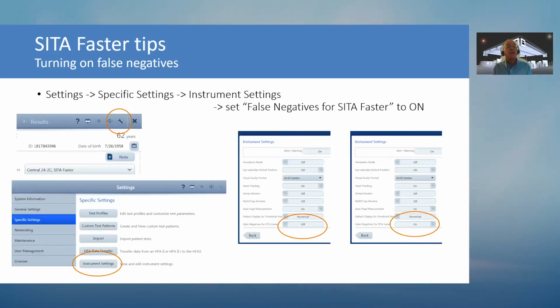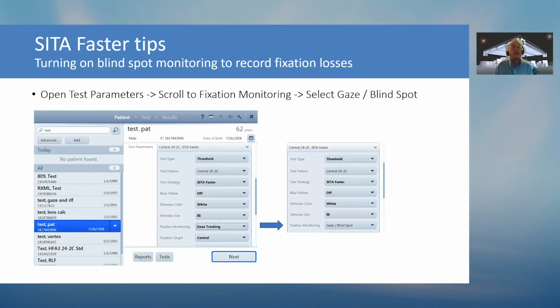Some doctors have mentioned with the SITA Faster strategy that they're uncomfortable in the fact that it doesn't show the false negatives or the number of fixation losses in the reliability indices, as that was one of the methods that sped up the SITA Faster strategy. Here are a couple of methods of turning those back on if you're wanting to be using the SITA Faster strategy, both 24-2 or 24-2C. Here's the method to turn back on the false negative information, and here is how to get the fixation monitoring to go from just plain gaze tracking to include the blind spot monitoring. Since these should be available as a video to reference later on, you can come back and look to see how to approach those and alter your device.